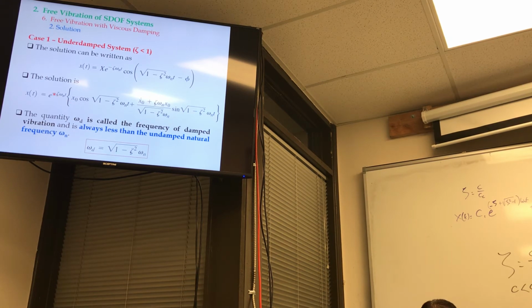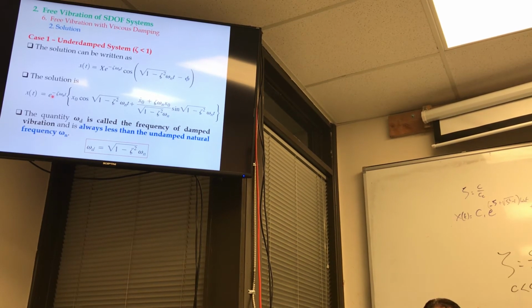If you plug in zeta equal to 0, what happens to this term? Oh, sorry, no, what happens to this term? It becomes just 1. This term will totally disappear. It doesn't matter what t is, right? Why? Because exponential of 0 is 1. And then what happens to the frequency of vibration? If zeta is equal to 0, omega d becomes just omega n, right? And then what happens to this term here?